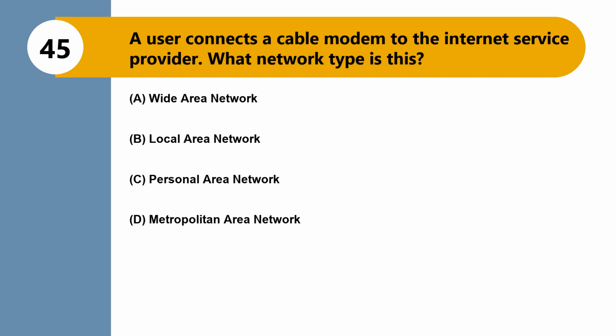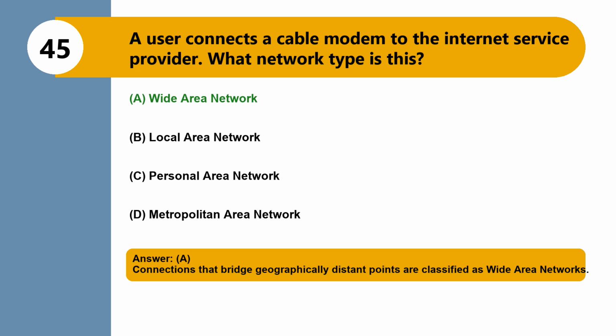Question 45. A user connects a cable modem to the internet service provider. What network type is this? Option A, wide area network. Option B, local area network. Option C, personal area network. Option D, metropolitan area network. The correct answer is option A, wide area network. Connections that bridge geographically distant points are classified as wide area networks.